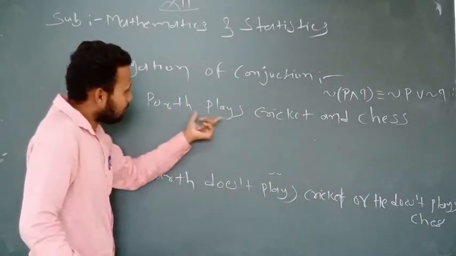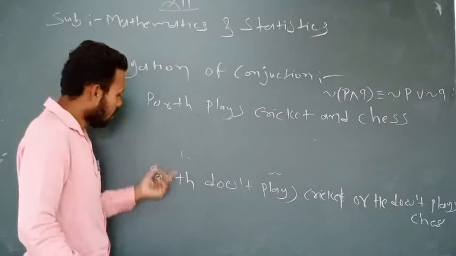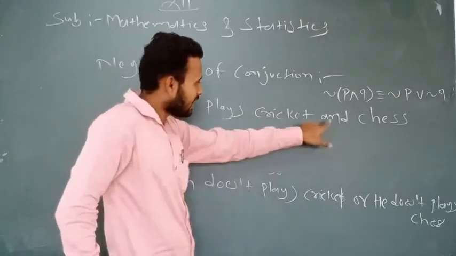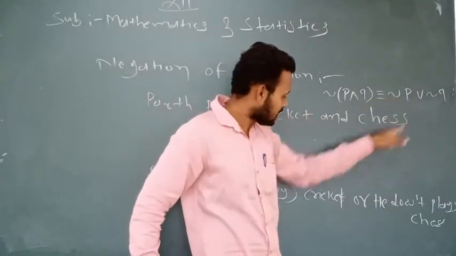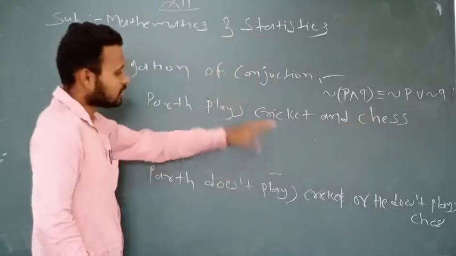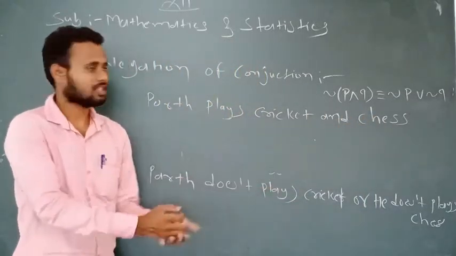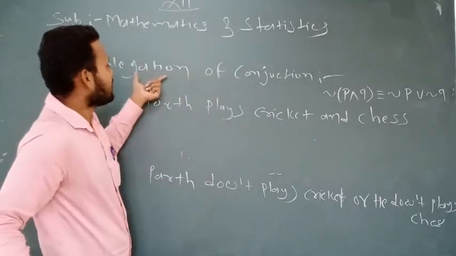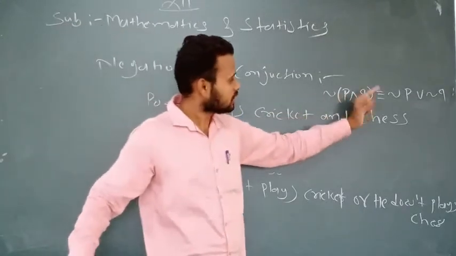Means, Park plays cricket. The negation of that statement: Park doesn't play cricket. And in place of "and", we will replace it here with "or". And for the next statement also take the negation, means he doesn't play cricket. Which is the required negation of a conjunction.